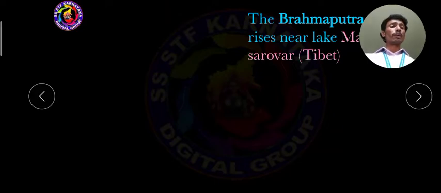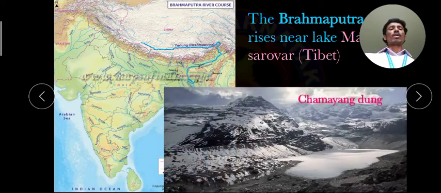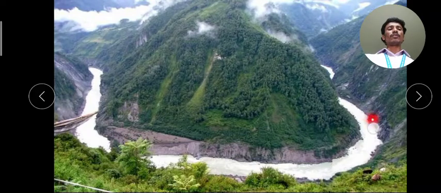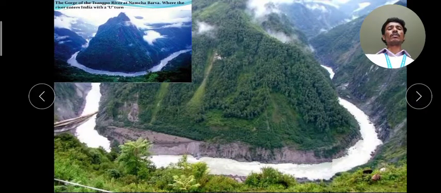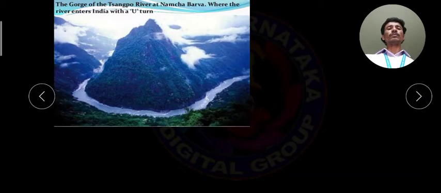Then another very important river, the Brahmaputra River. It rises near Lake Manasa Sarovara in Tibet. So this is main Brahmaputra River. It rises in Tibet near Manasa Sarovara. So this is the Manasa Sarovara. These also we should consider for that. See once again.